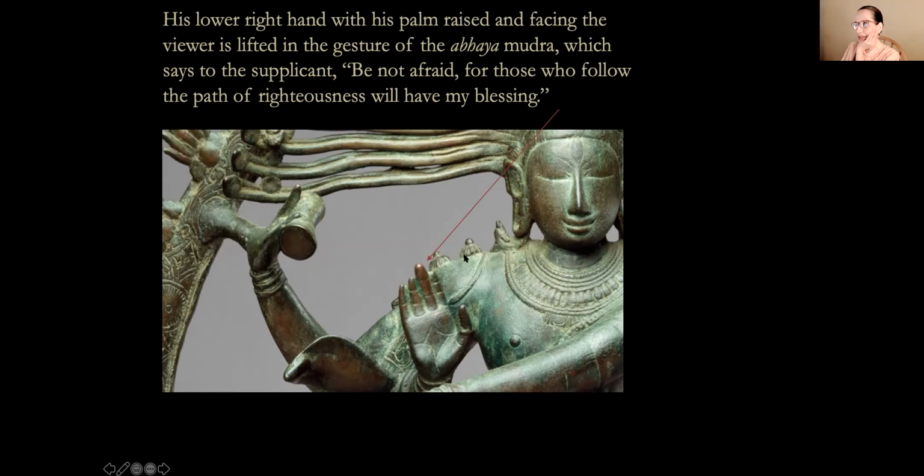His lower right hand, so remember, Shiva has 4 arms. So this is the one arm and hand. And then here is his lower right hand, raised and facing the viewer in the gesture of the Abhaya Mudra, which says to the supplicant, that is, someone who comes and prays and supplicates for help, for growth, to someone one prays to. And so he's assuring those who pray to him, be not afraid, for those who follow the path of righteousness will have my blessing.